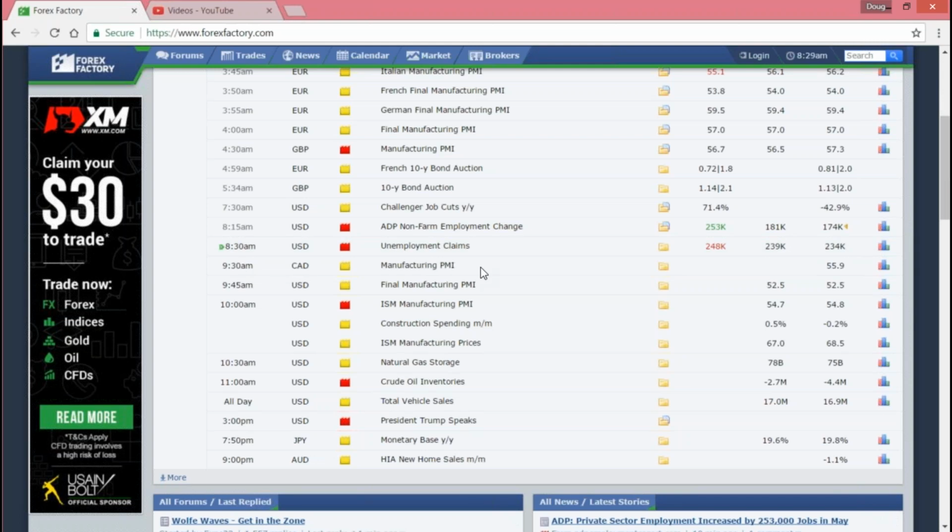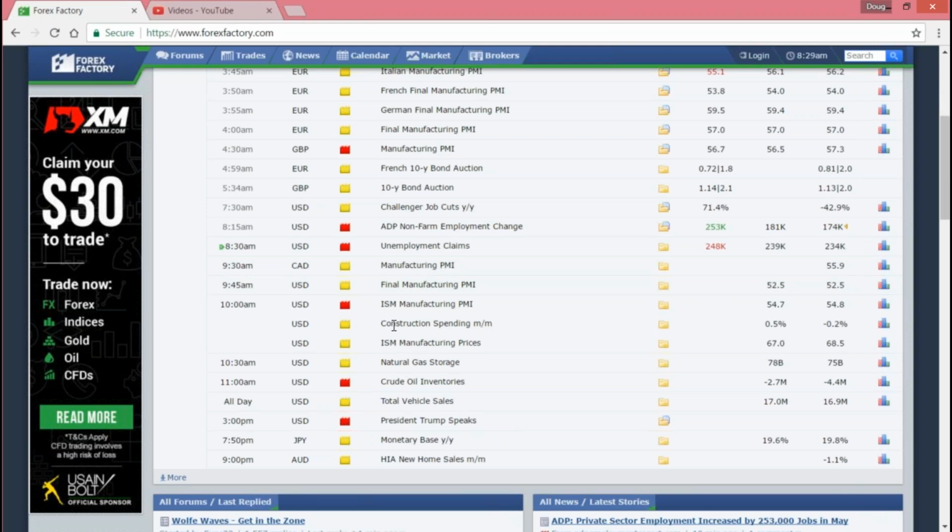At 9:30 we've got Canadian manufacturing PMI. Then 9:45 we've got final manufacturing PMI. But the next big one today will be the ISM manufacturing PMI at 10 o'clock, with construction spending and manufacturing prices. Then we've got natural gas at 10:30, and then we've got crude oil inventories at 11. We've got total vehicle sales coming out all day, and then at 3 p.m. we've got Trump speaking. So talk about a way to start June off with a very big news day. So just be careful.